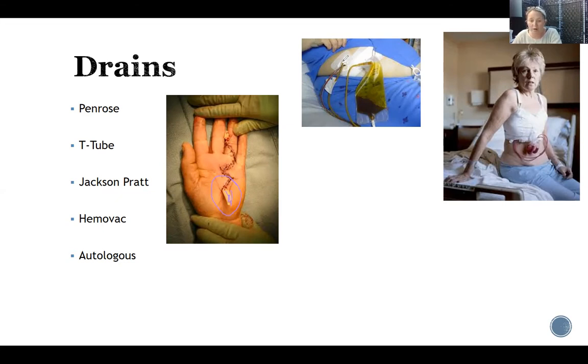T-tubes are used for bile after gallbladder surgery. That's what we have up here in this picture. We don't see those as much anymore. What we do see a lot of is JP drains, and that's what we've got in this picture here.